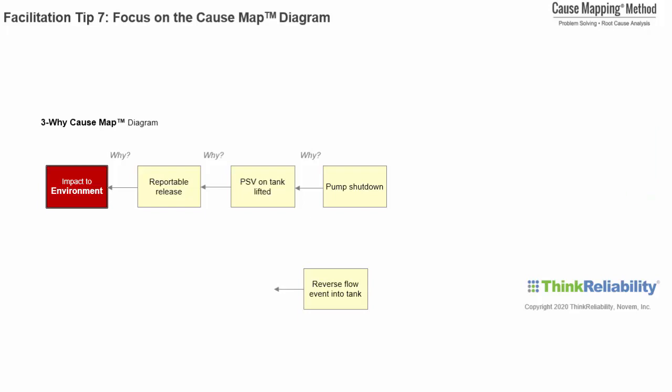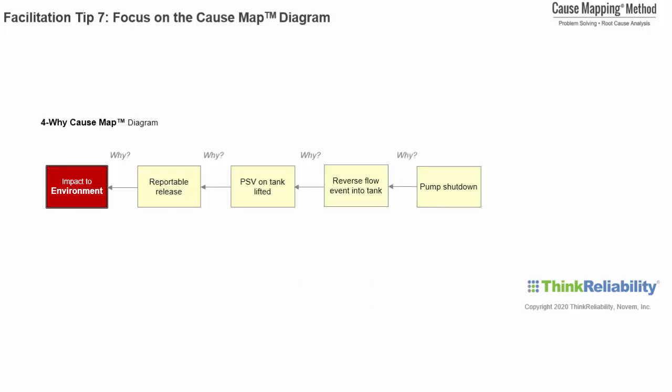Then I have the team help me locate where this cause goes on the diagram. Then they explain that the reverse flow event into the tank caused the PSV to lift, and that reverse flow event into the tank was because the pump shut down. So I'm able to capture that and document that accurately. Everybody's on the same page now.